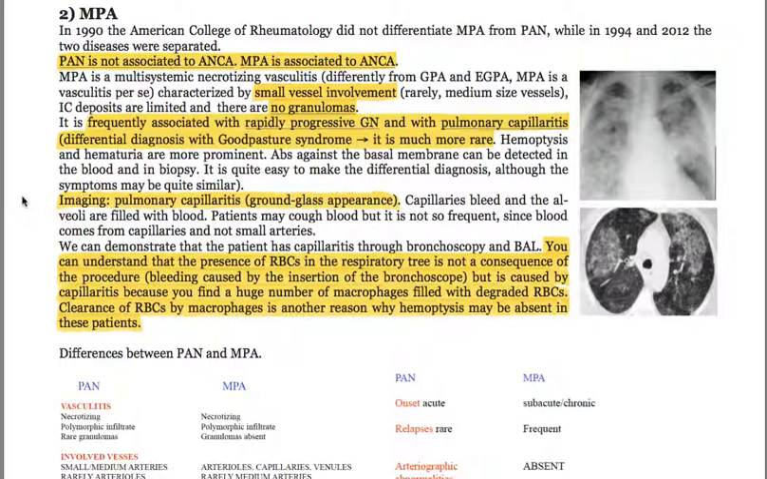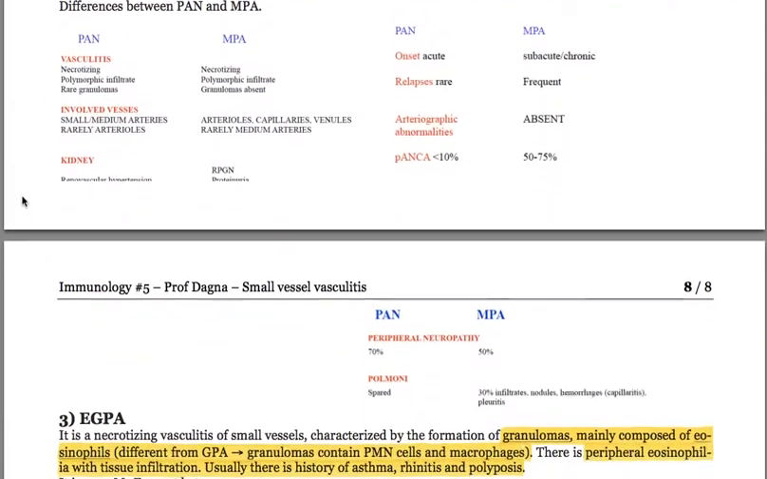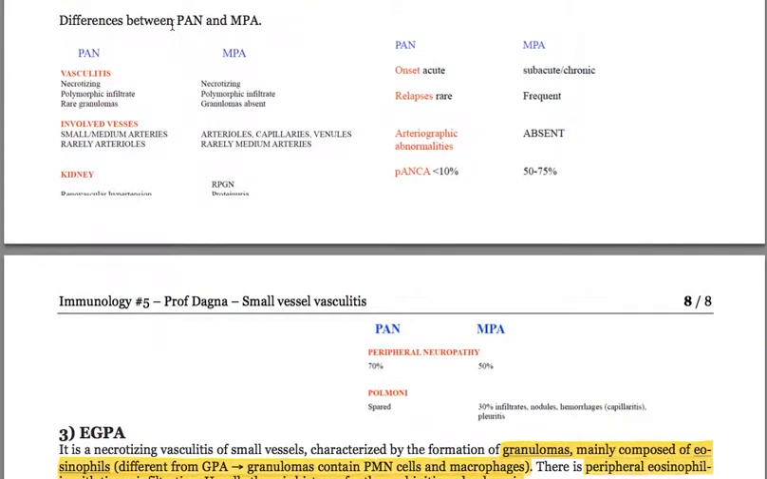Clearance of red blood cells by macrophages is another reason why hemoptysis may be absent in these patients. So the differences between polyarteritis nodosa and microscopic polyangiitis are: polyarteritis nodosa has a necrotizing polymorphic infiltrate and rare granulomas. MPA has necrotizing infiltrate, more or less the same thing, but granulomas are not present.